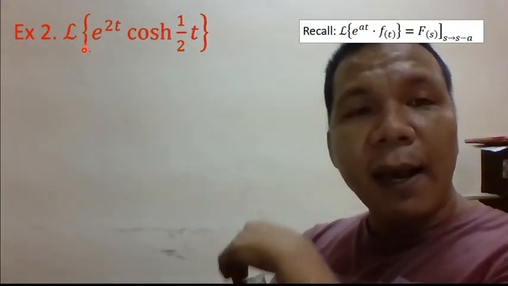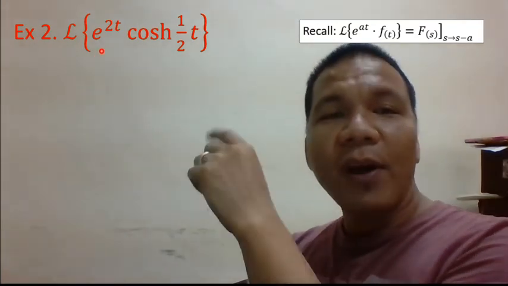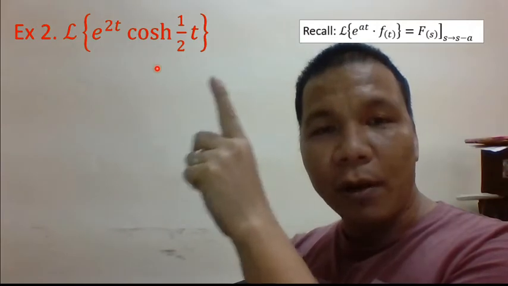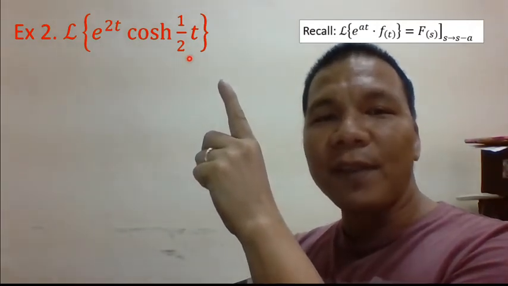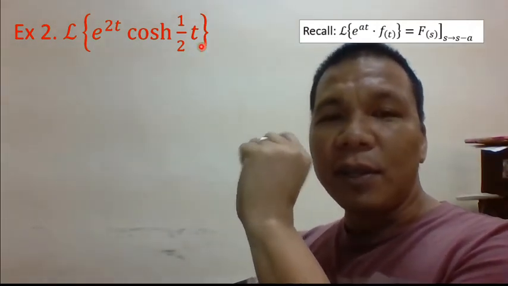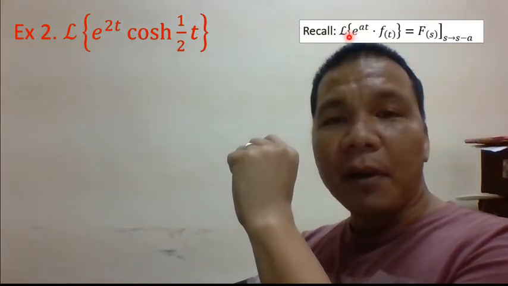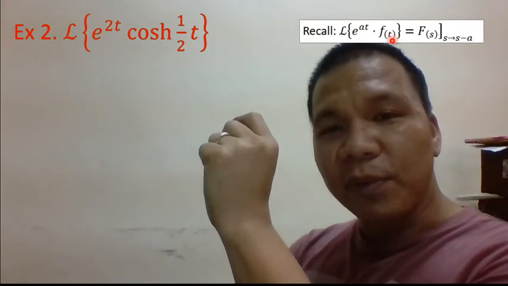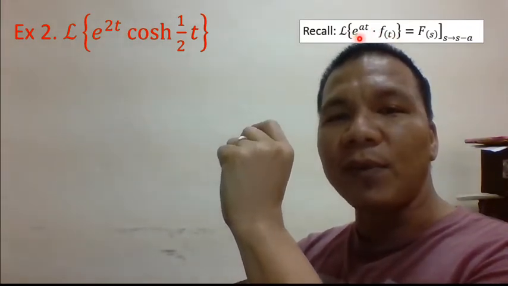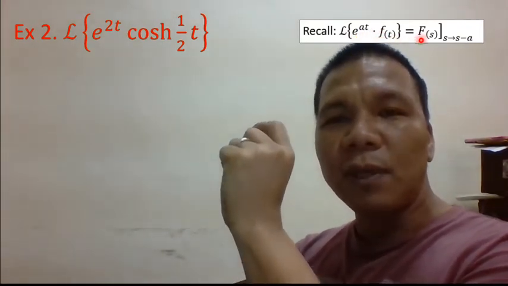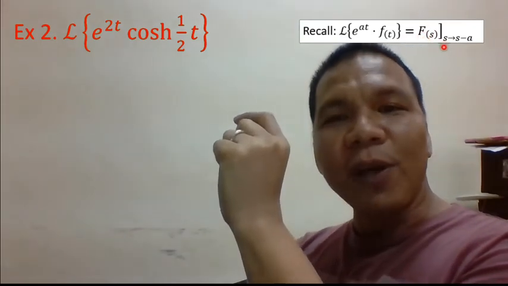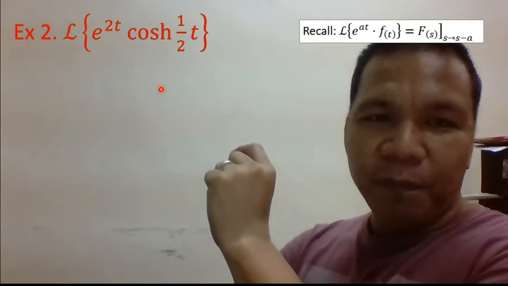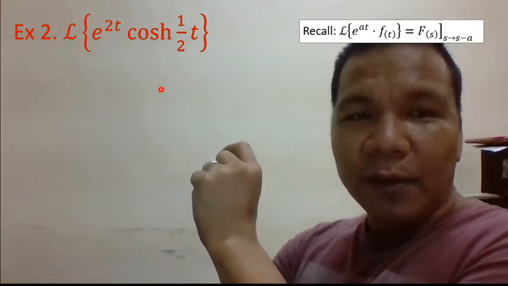So let's have the Laplace transform of e raised to 2t multiplied by the hyperbolic cosine of 1/2 times t. Now, if you can still recall, the Laplace transform of your function of t multiplied by e raised to at is just equal to function of s, but you are going to change s to s minus a. Let's try this problem.